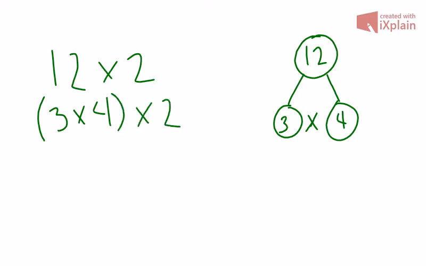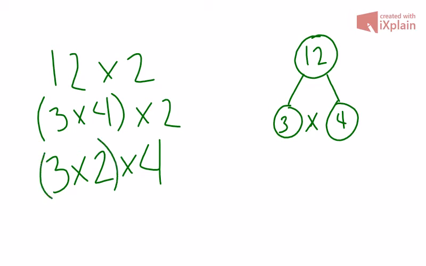Well, remember what I said earlier, you can take this and put it in any order and group it any way you want. So let's say that I want to change the order. I'm going to change this to 3 times 2 times 4. And now this is where I can group my 3 times 2, or I can group my 2 times 4. I think that I want to group the 3 times 2.